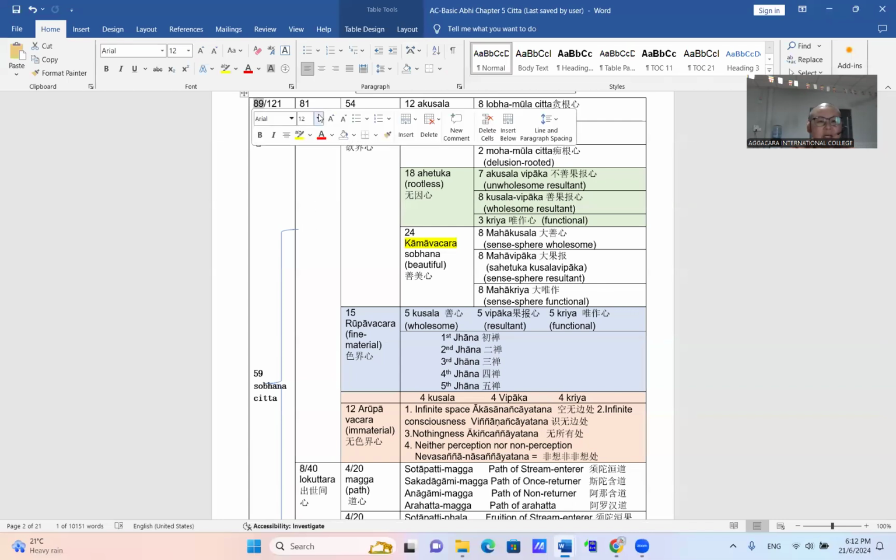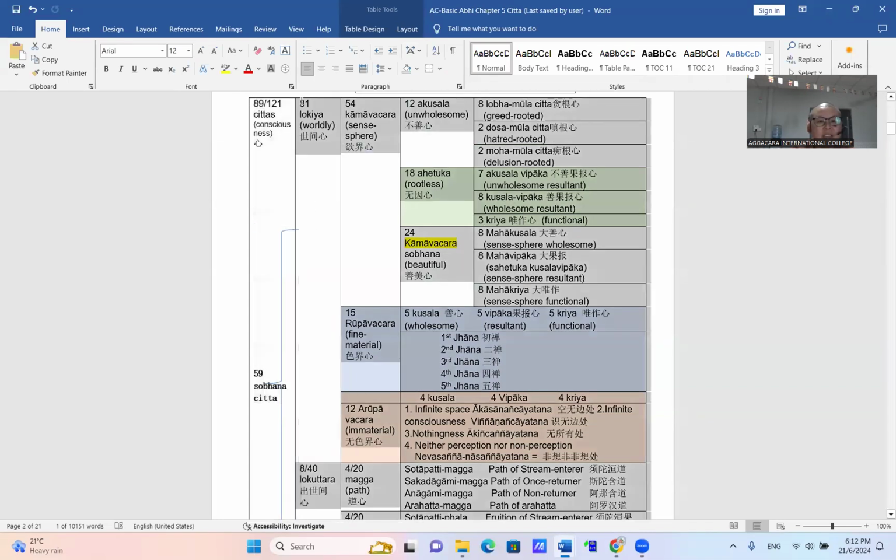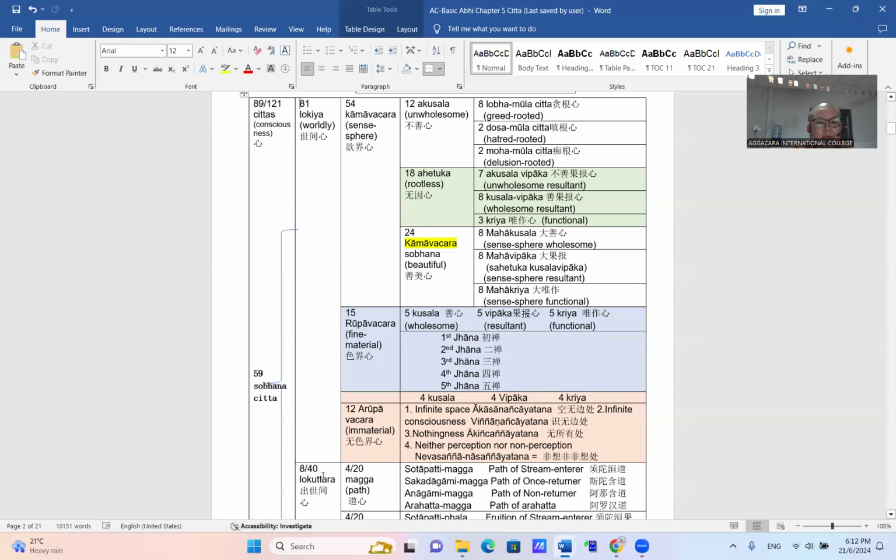But the 81 here plus this 40 gives you 121. So 121 comes from 81 plus 40, and 81 plus 8 gives 89. That's why all Abhidhamma students get these numbers.